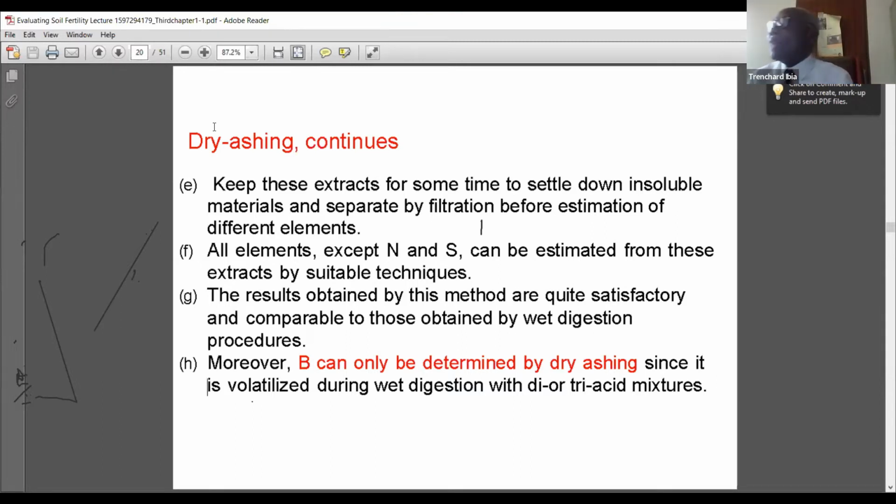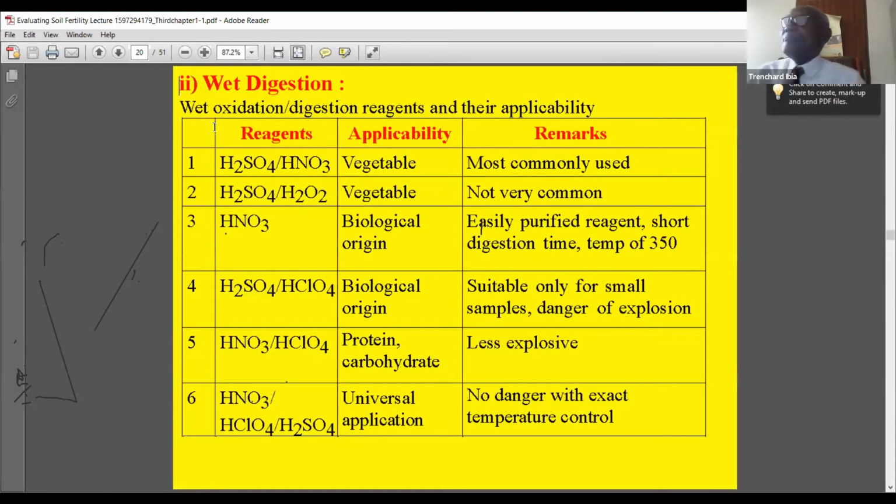The result obtained by this method are quite satisfactory and comparable to those obtained by wet digestion processes. Moreover, boron can only be determined by dry ashing since it's volatilized during wet digestion with di and triacid mixtures.